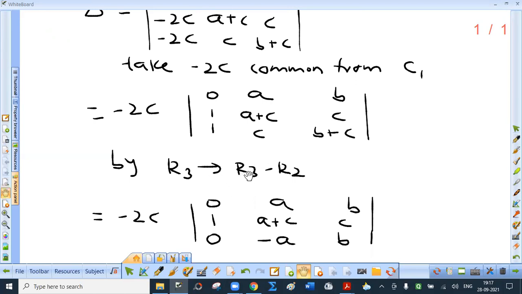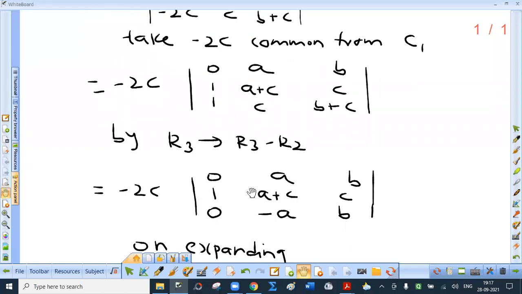Can you say R3 changes to R3 plus R3? No, that becomes R3 changes to twice R3. You are multiplying third row by 2. So value will be 2 times the original. So that is not allowed. Okay. So this is allowed.